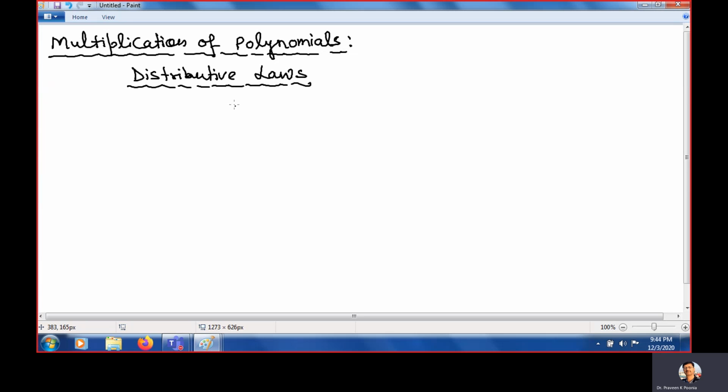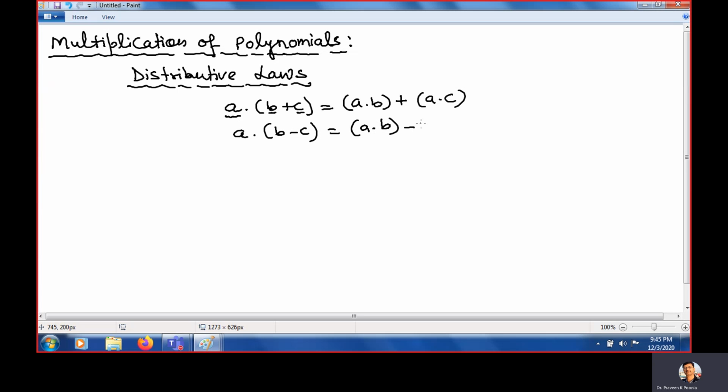What was the distributive law? A times (B plus C) equals, and A times (B minus C) equals. If A is written outside and there are two terms inside the bracket, how are we going to do it? First multiply A with B, plus, then multiply A with C. Here first multiply A with B, then minus A with C. So this is the distributive law, and on the basis of it we are going to multiply the polynomials.